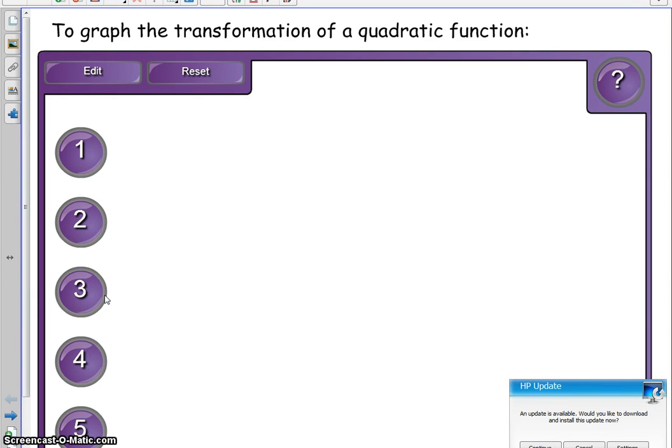Alright, so the last thing I really want to go over this unit is just to summarize everything we've done on quadratics so far. How do we graph the transformation of a quadratic function? A transformed quadratic function will look like something in vertex form. Remember, it'll look like y equals a bracket x minus h all squared plus k, where h and k are your vertex, and a gives you the direction of opening and also helps you see how narrow or wide the parabola is.